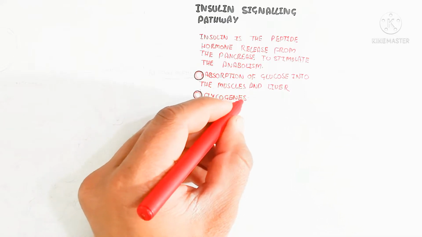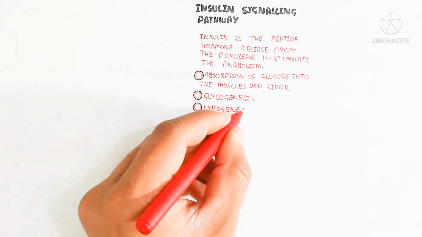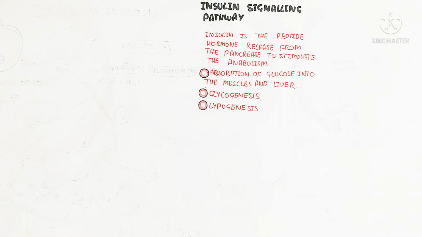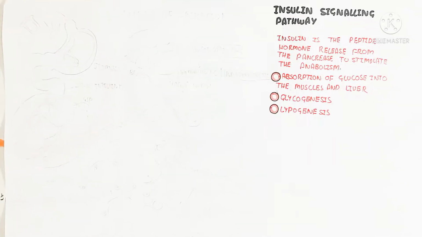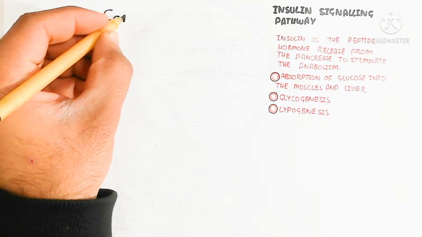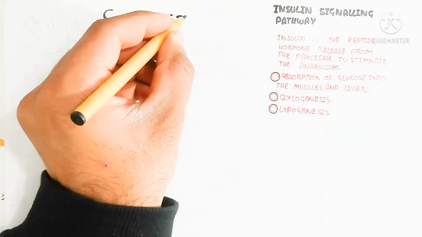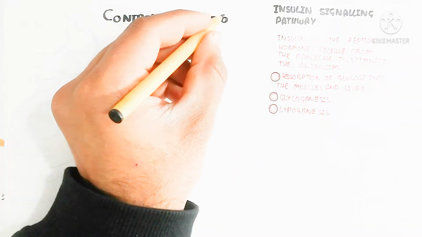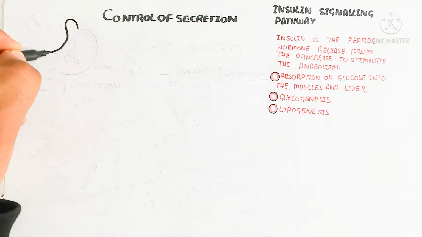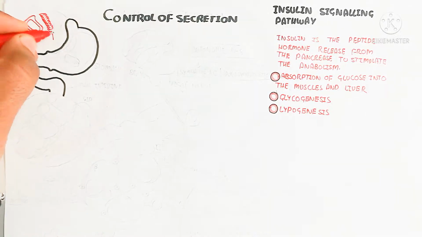In this way, let's begin by understanding first the control of secretion of insulin, and we will also understand the mechanism of insulin secretion from the beta cell of the pancreas. So let's begin to understand, starting with the fed state.